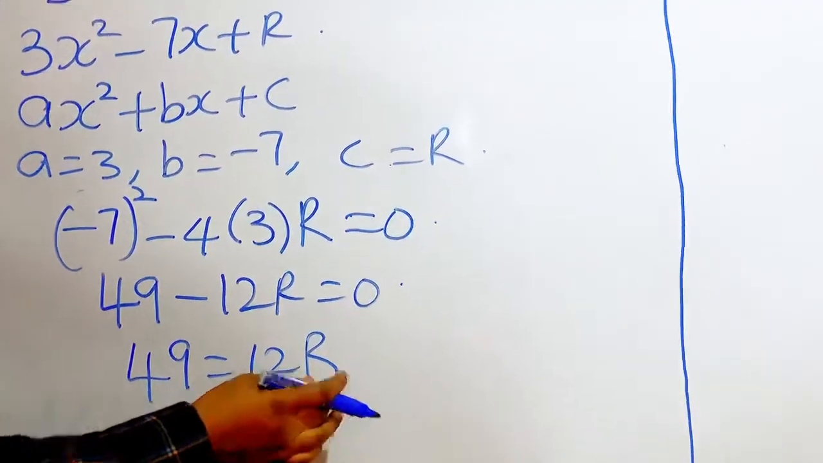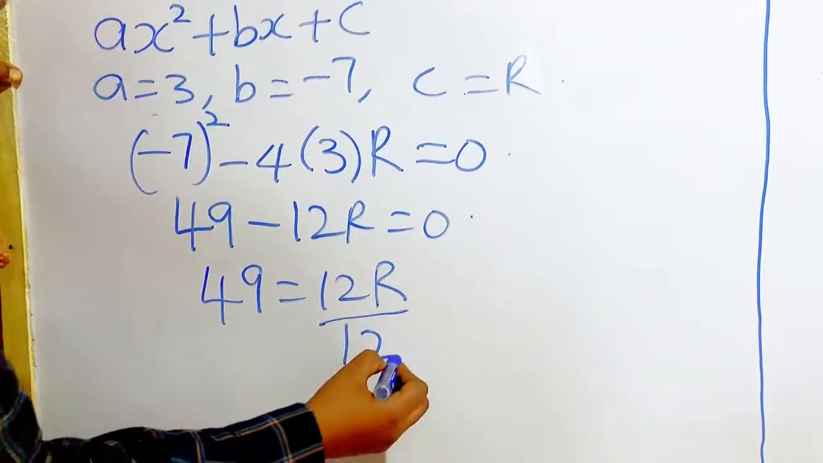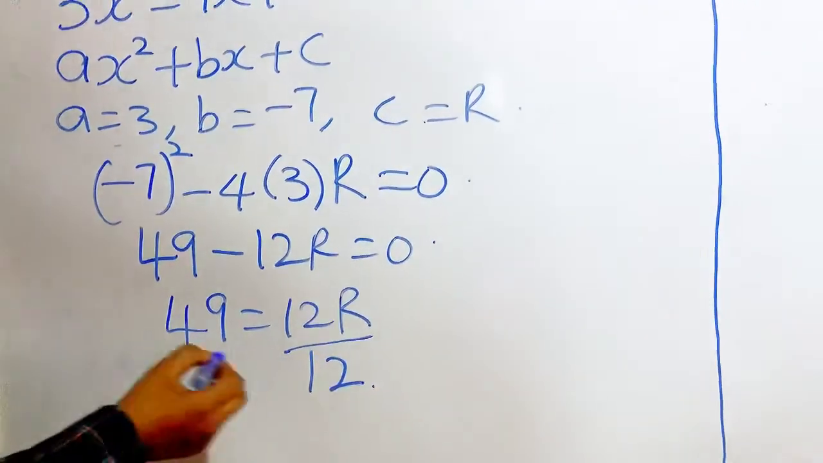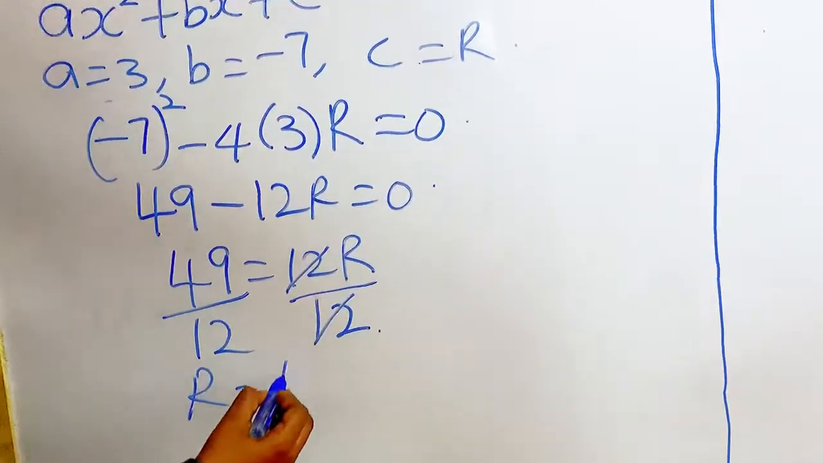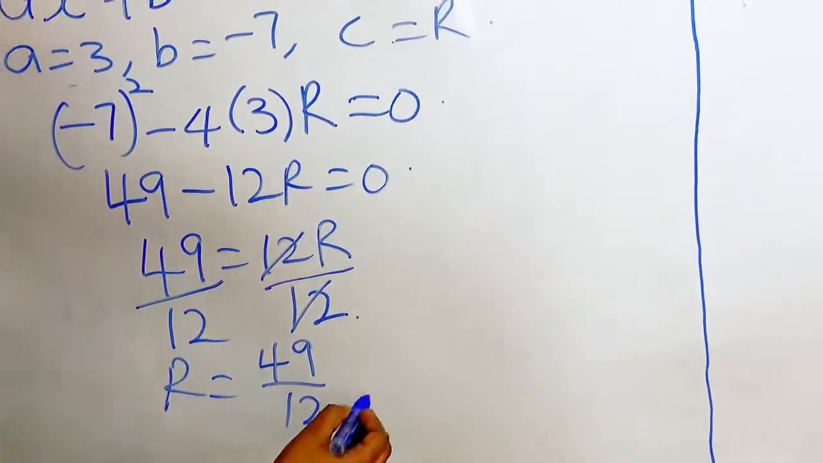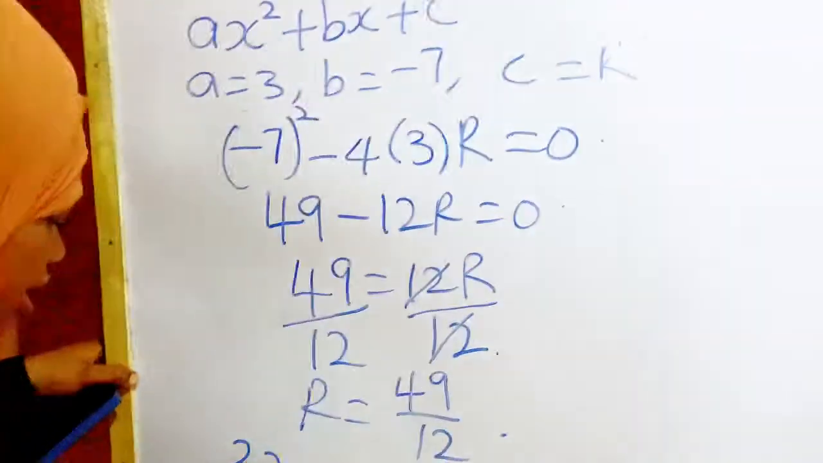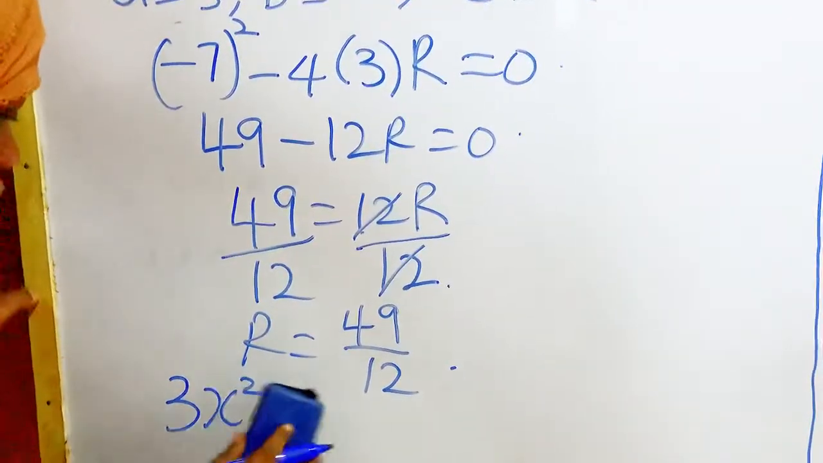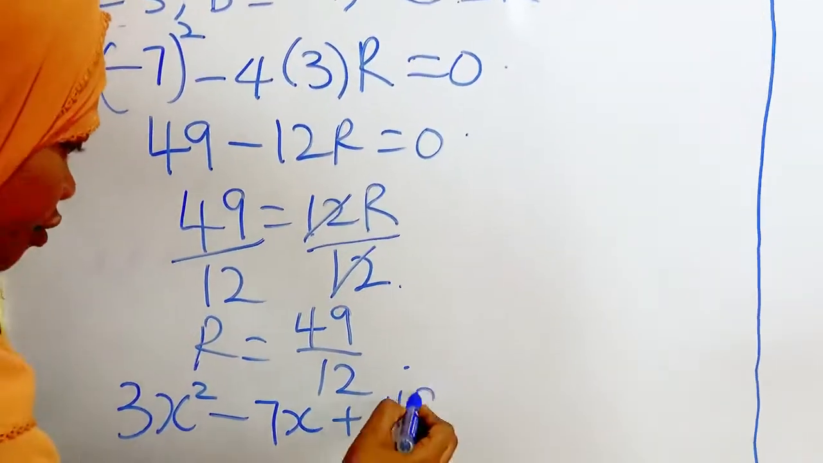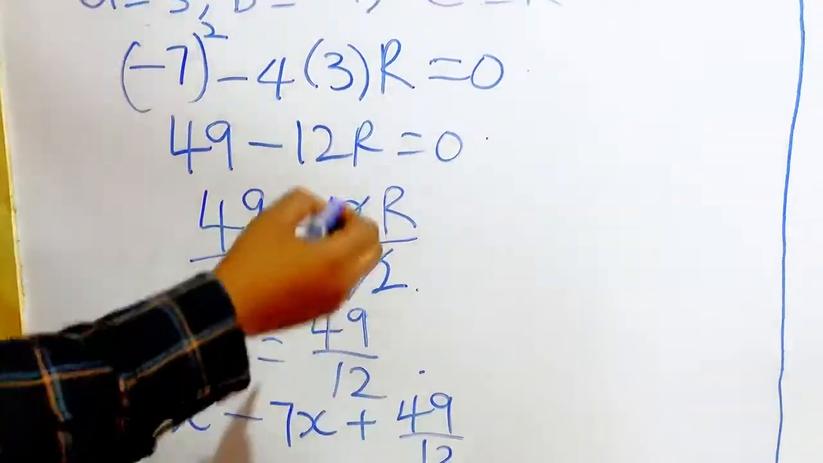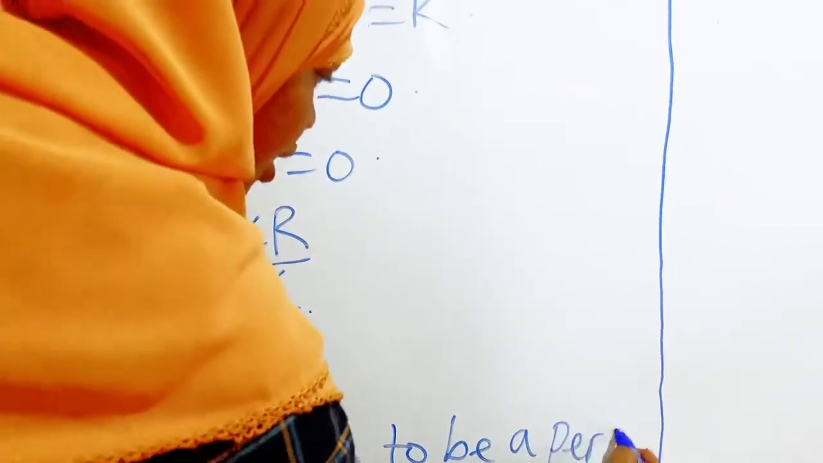So we want to make r the subject of the formula, then we need to divide both sides by 12. So 12r divided by 12, then 49 divided by 12. So 12 cancels 12, and r is equal to 49 over 12. So it is 49 over 12 that we are going to add to 3x squared minus 7x, then plus 49 over 12, to make it become a perfect square.